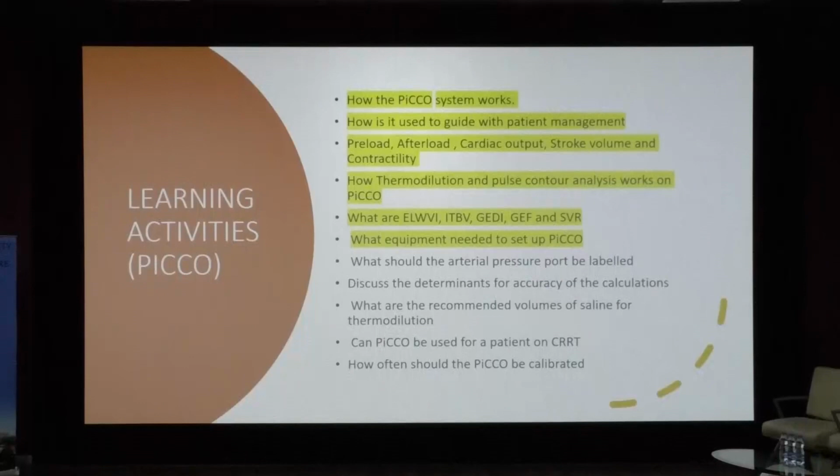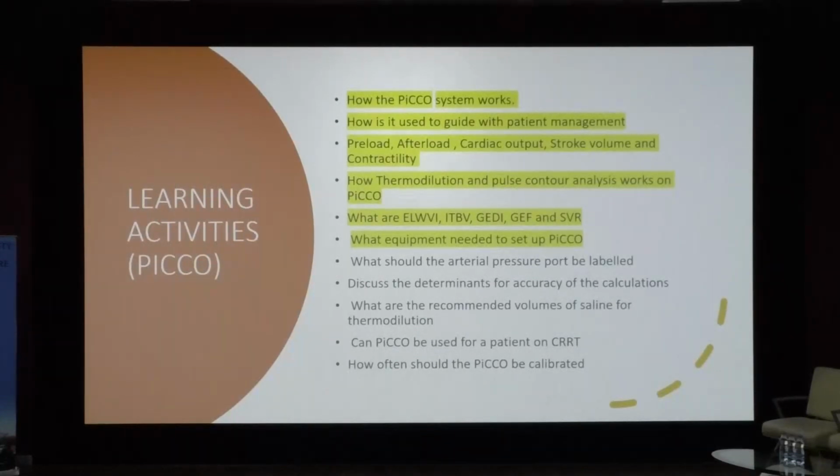So right till now, what you have learned is how the PiCCO system works, what the basic principles involved are, how it is used to guide the patient, what the various parameters like preload, afterload, cardiac output are, and then what extravascular lung water index and intrathoracic blood volume are. These things are done. The last 4 points you need to see on the machine itself. So what should the arterial pressure port be labeled? You have a workshop in the evening, so you can learn from there.